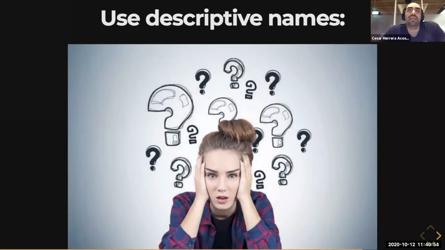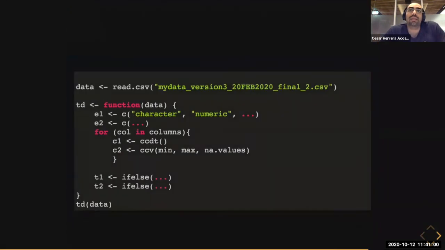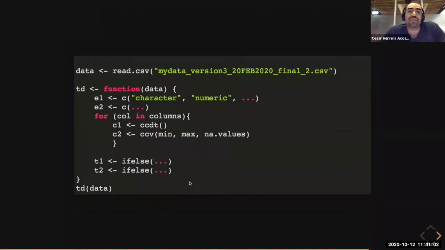Of course, if we are talking about coding or even data, it's important to use descriptive names. You can see that now I have the same function, but instead of giving descriptive names, I just used short names: E1, E2, C1, C2, T1, T2. So this is all good, right?